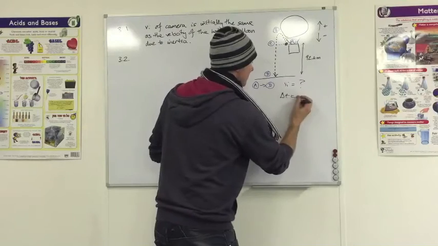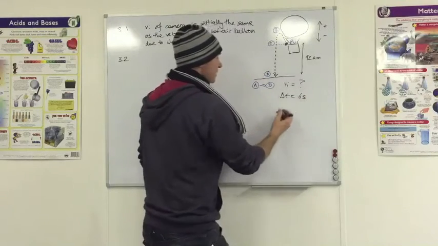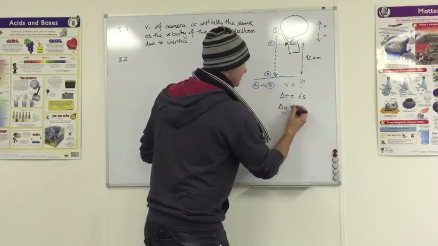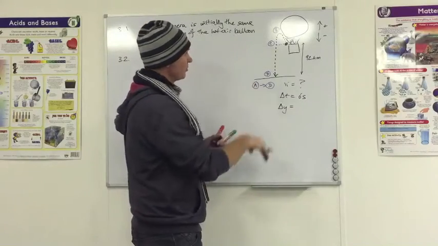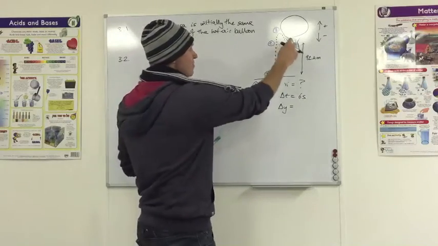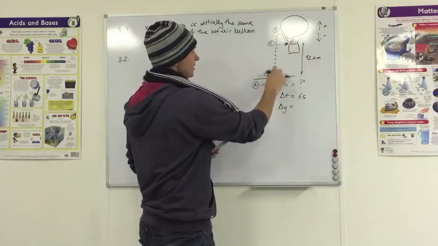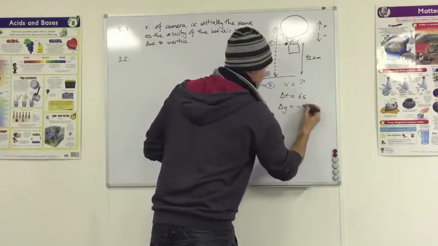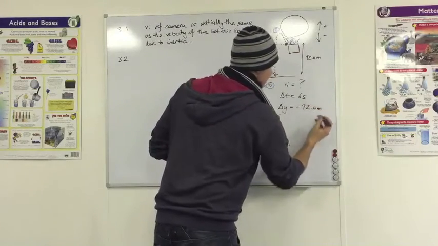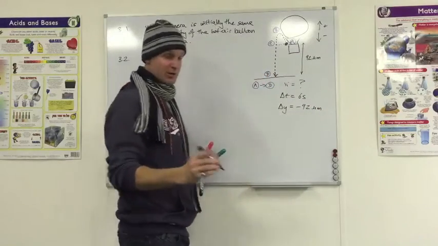So the time elapsed was 6 seconds. Here's a key one now, the displacement we're dealing with, not just distance, displacement, I'm going to call it delta y because we were in vertical. It's gone from A to D. In other words, it's traveled down. So it has to be minus 92.4 meters. Key point there.